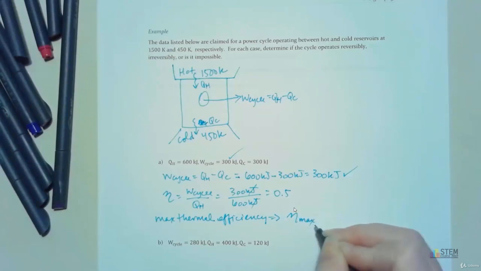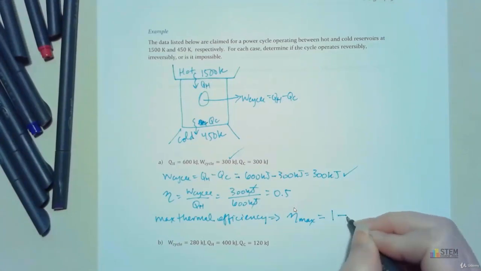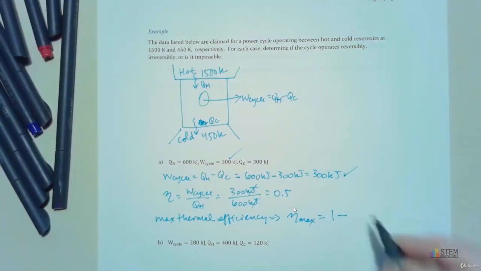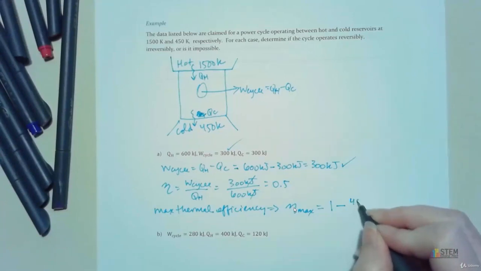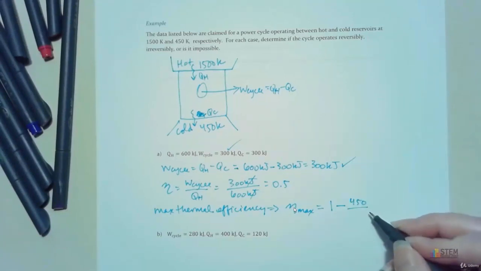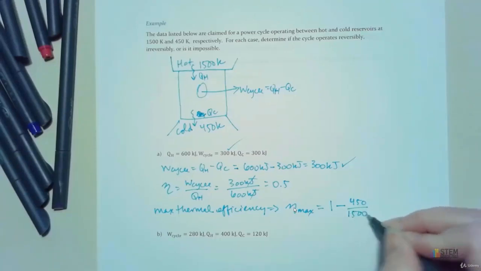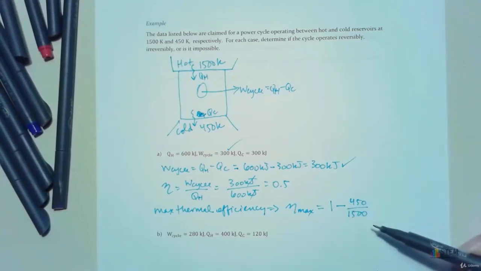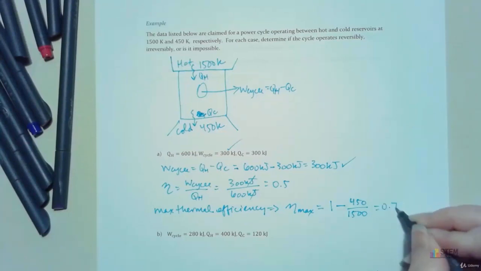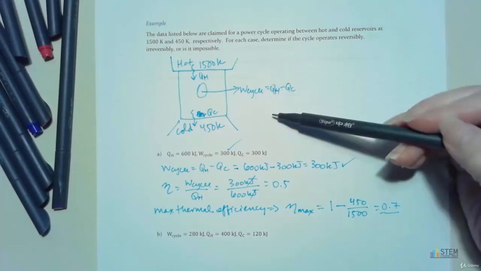Now, the max thermal efficiency is found using that eta max equation, and that states that it's going to be 1 minus the temperature of the cold reservoir divided by the temperature of the hot reservoir. So we'll have 1 minus 450 over 1500. That gives us 0.7. So this is the max efficiency you could have with this power cycle.